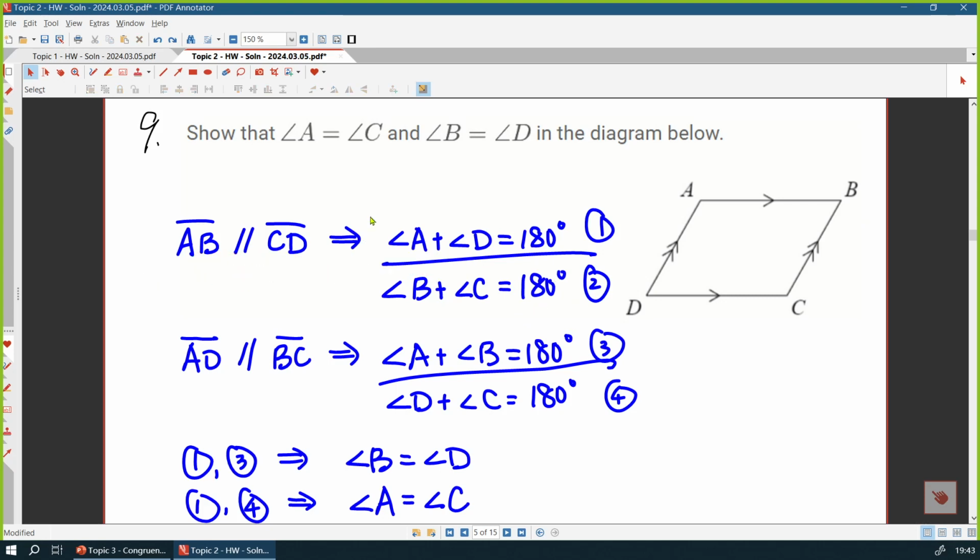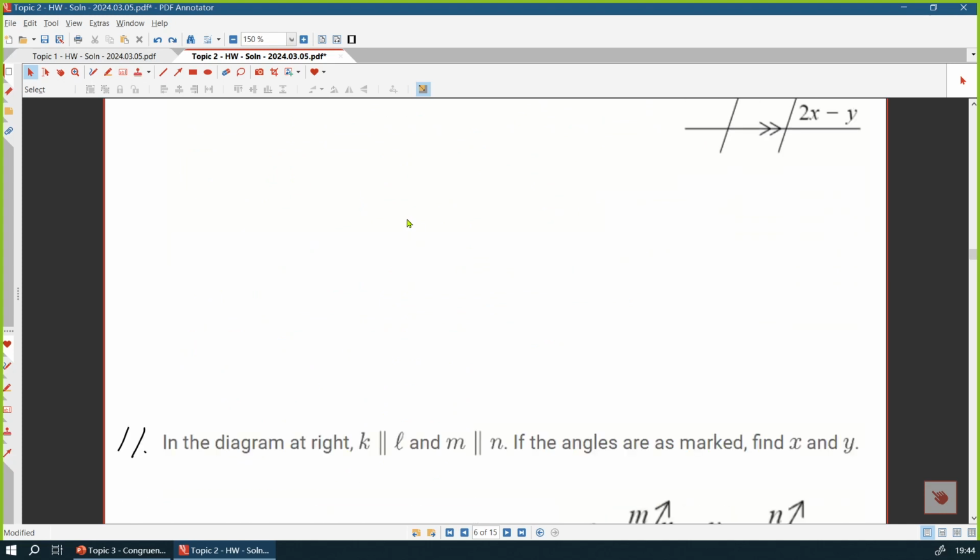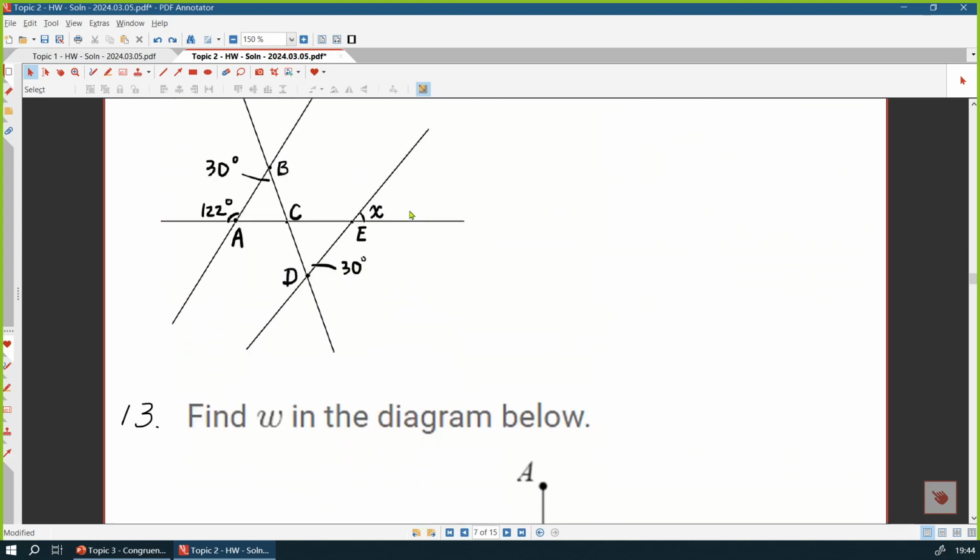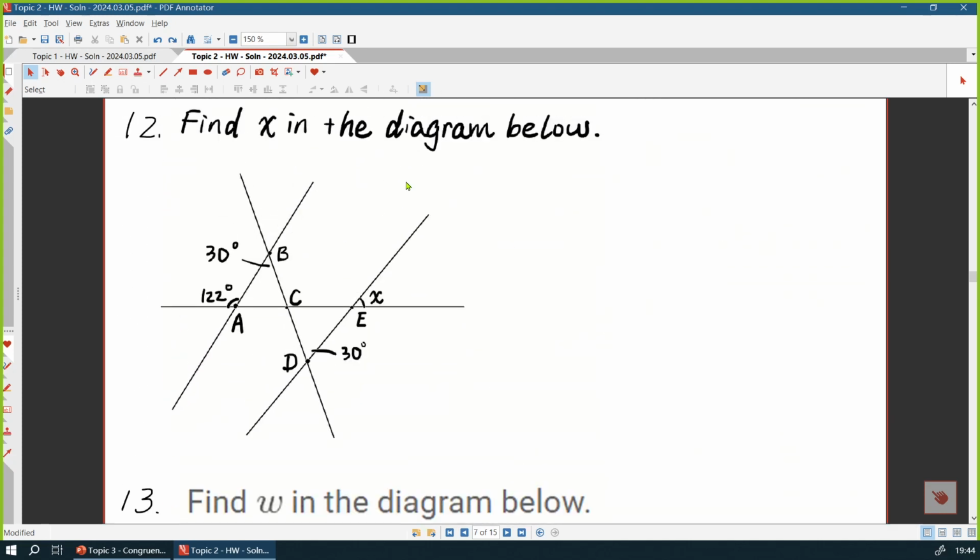All right, the next one, number 12. Okay, find the x in the diagram below.